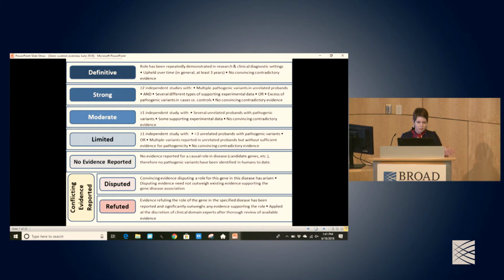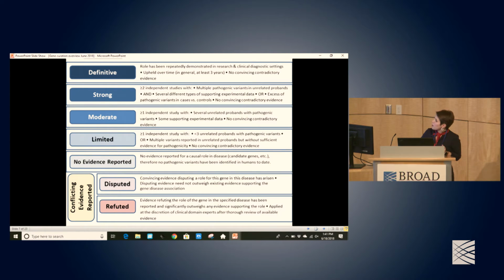We use this to describe gene disease pairs in which perhaps the gene has been suggested to be implicated in a disease, like maybe it's a member of a gene family in which other genes in that family have been associated with disease, but no variants in humans have been reported yet.